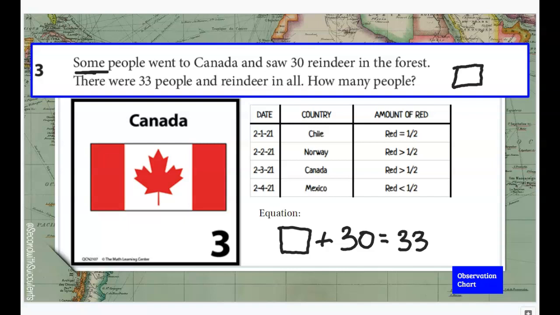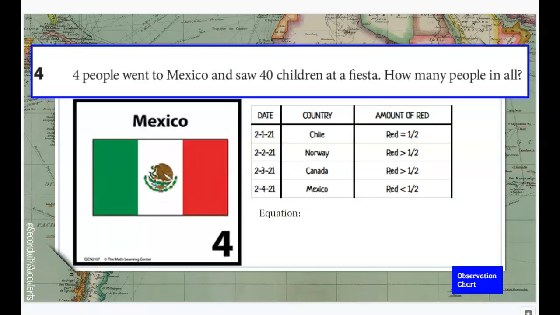Take a moment to solve this equation to find out how many people there are in Canada. If you wrote 3, that's good thinking. 3 plus 30 equals 33. Let's look at our last problem for today. Erase your board so you're ready to write your equation.